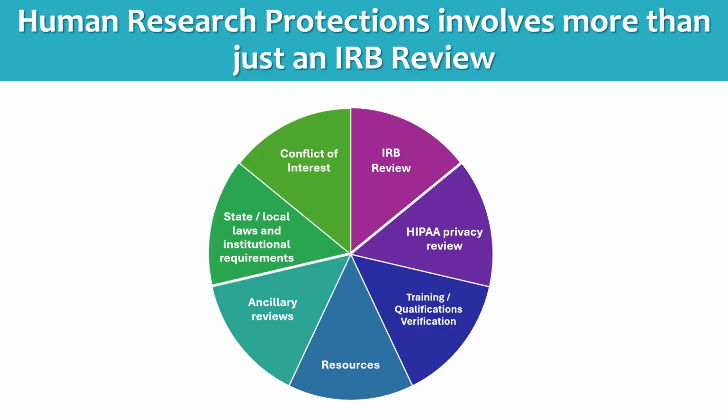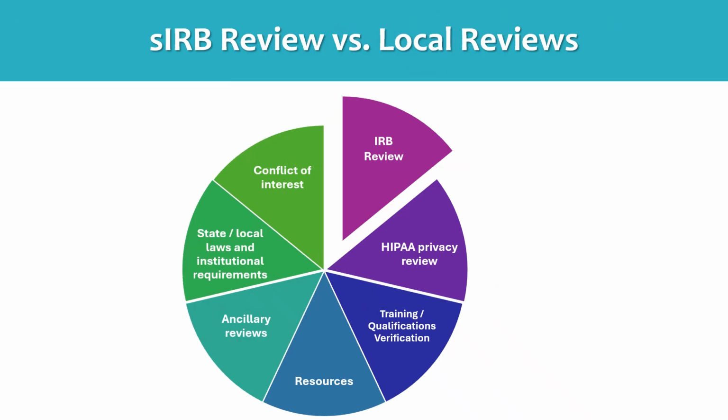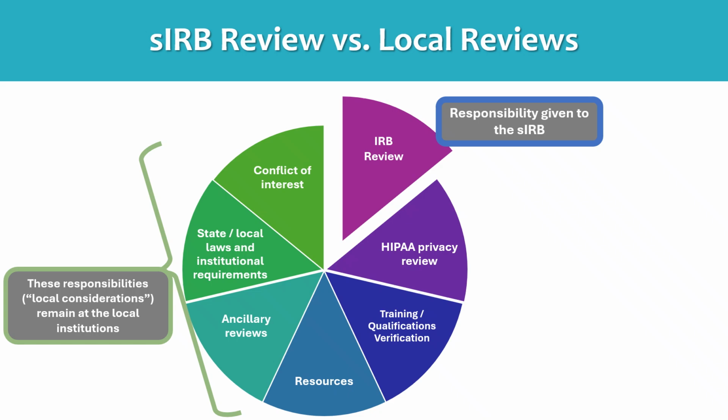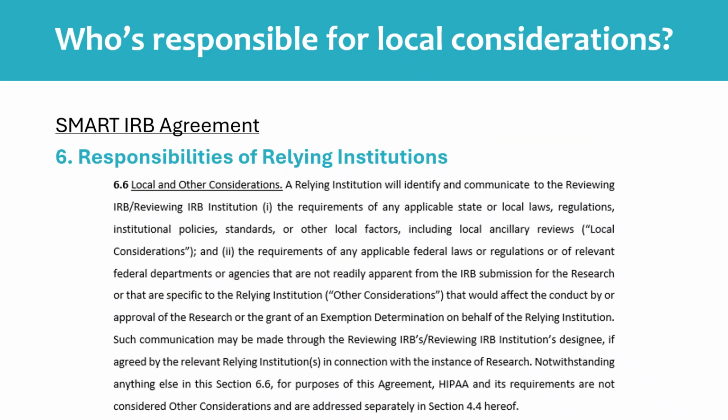When using a single IRB or SIRB, the SIRB assumes responsibility for the IRB review. However, the other pieces of this pie remain the responsibility of the local institution because they know this information best. These pieces are called local considerations. The SMART IRB agreement defines local considerations in Section 6.6 of the reciprocal agreement and states that it is the relying institution's responsibility to document and communicate this information to the reviewing IRB for each study.